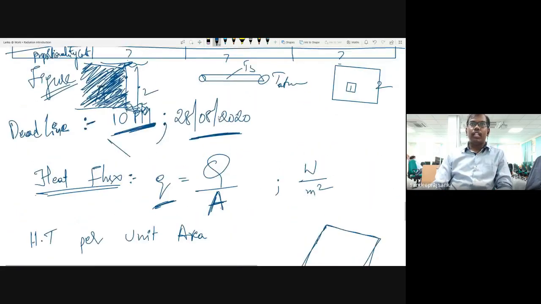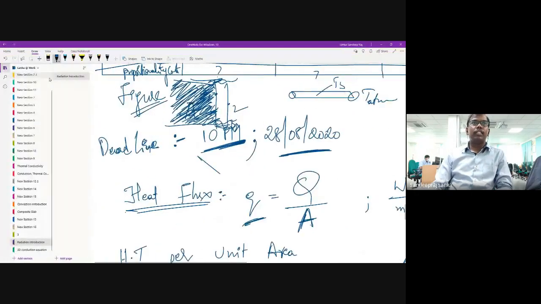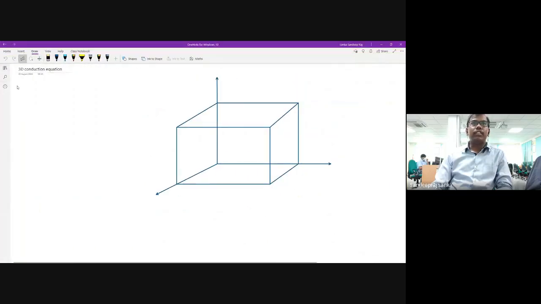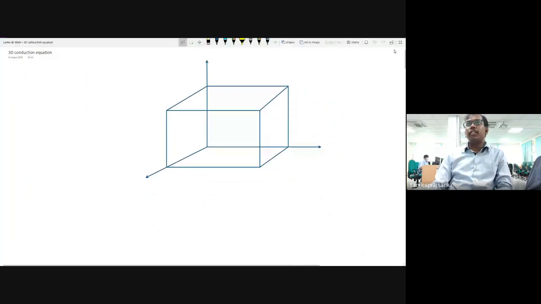heat transfer problems. So we will move on to the next thing, that is your 3D conduction equation. Okay. So in your 3D conduction equation, this is what I have taken here. There is a cube that you can see, it's a cuboid. And this cuboid is taken from a huge heat transfer space. I have taken a small thing.